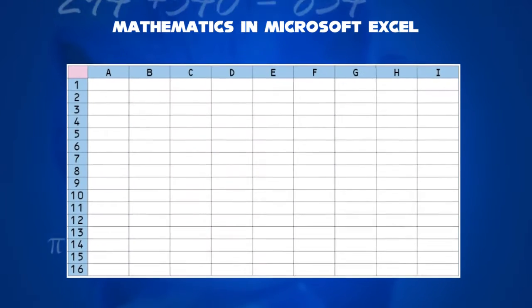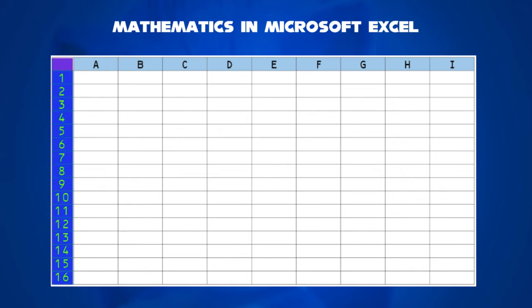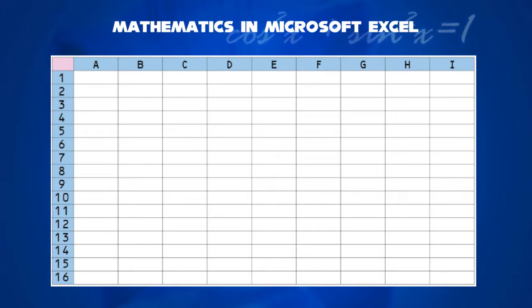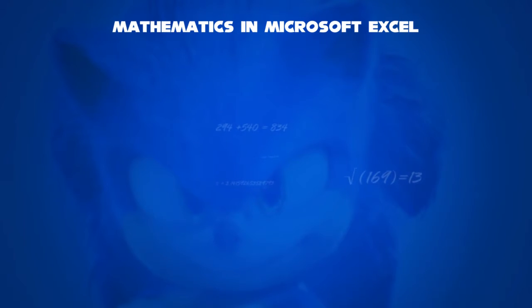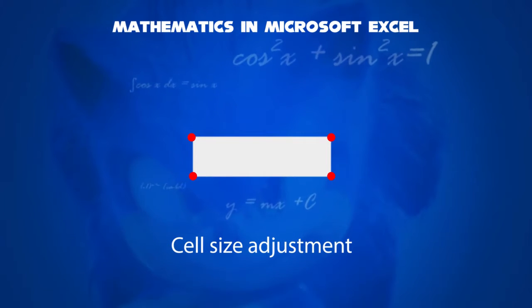In this application, there are n number of cells in a row, known for the alphabetical sequence, and n number of cells in a column, known for the numbering sequence. This gives us an alphanumeric sequence. For each cell, you can adjust the size by row or column so that you can write more text.